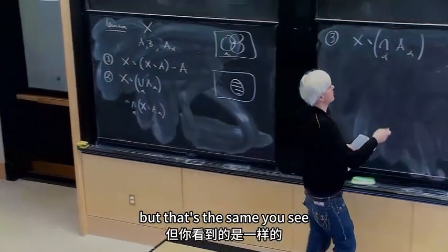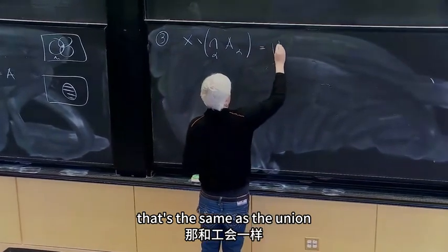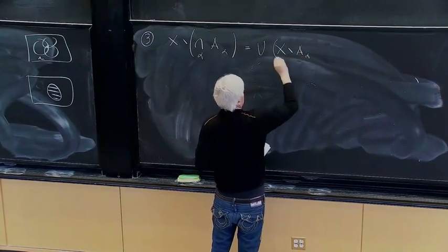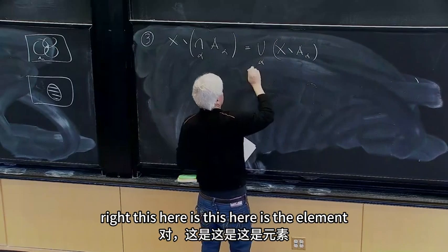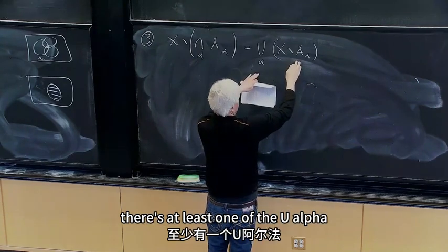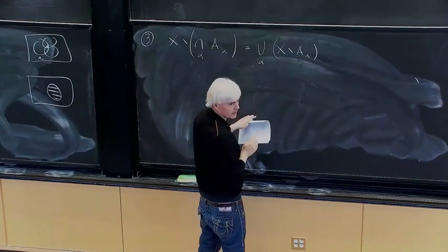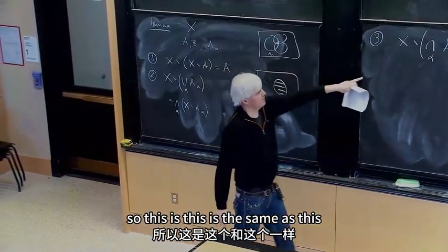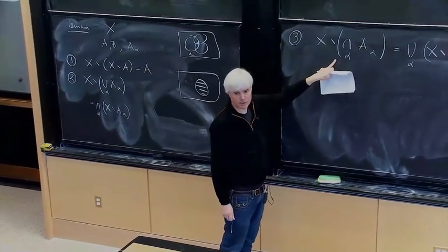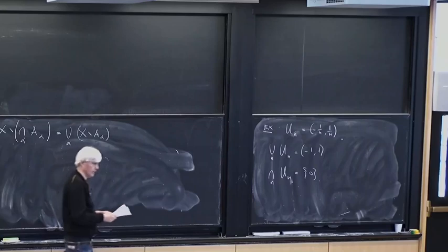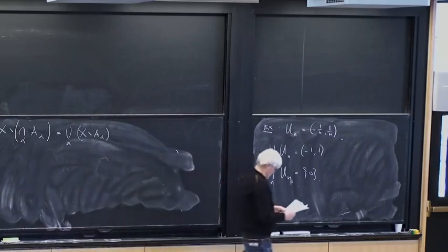But that's the same, you see, as the union of X take away A alpha. This here is the element that is not in one of, there's at least one of the A alpha where it's not in. Right, and so that's the same. So this is the same as this. Again, I wrote out the proof of these things in the notes.